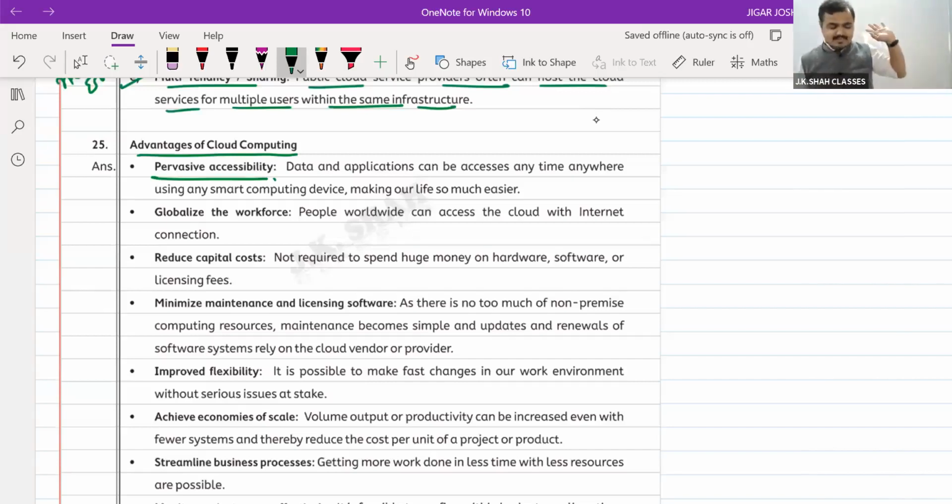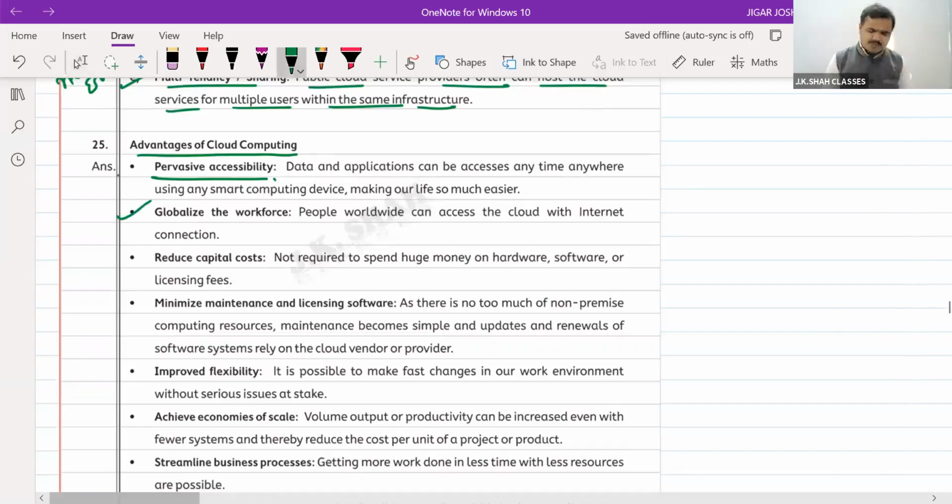Only one thing is needed, what? Sir, internet. Whether you are in India, Japan, Germany, Thailand, Philippines, or your favorite country, Australia, people, don't worry. JK Shah Classes website can be accessed anytime and anywhere. Understood? Yes, sir. Second thing, people, globalize the workforce.